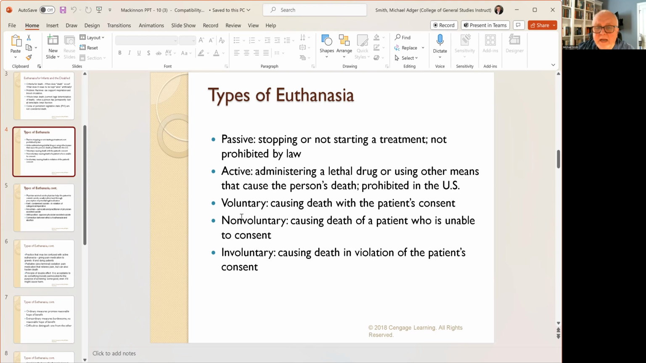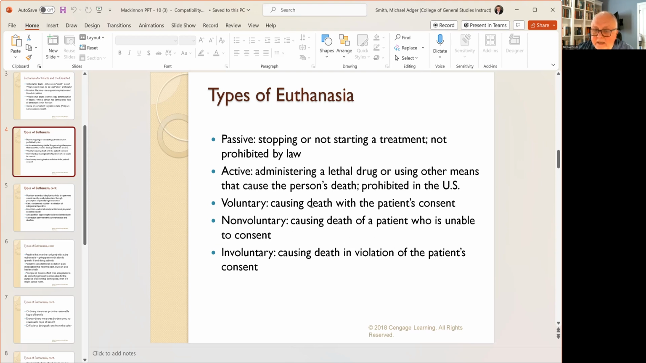The different kinds of euthanasia: passive is stopping or not starting treatment. That is not prohibited by law. My stepfather actually did that when he was told he was going to have to go on dialysis with his diabetes. He'd already lost a leg and looked like he was going to lose another one, and he just chose not to have treatment and just went quietly. About 2 weeks, and he was gone. But that is not against the law. Active is administering a lethal drug or using other means that causes a person's death. That's what Jack Kevorkian was doing with his van. And of course, that's prohibited in the United States.